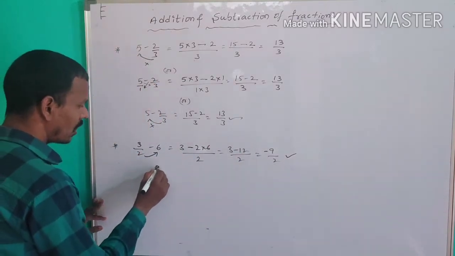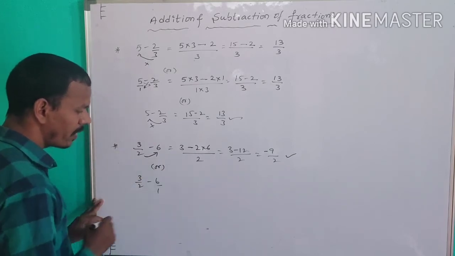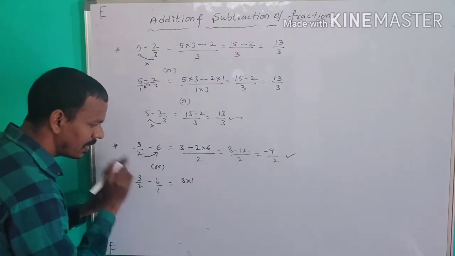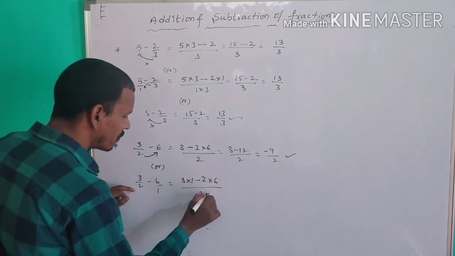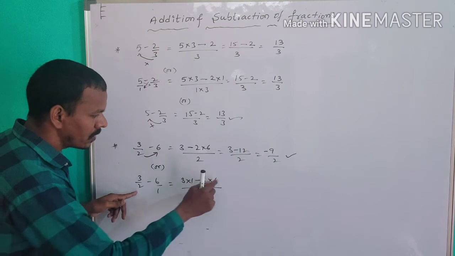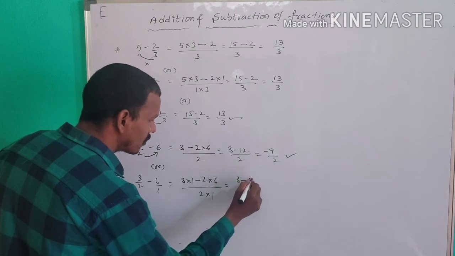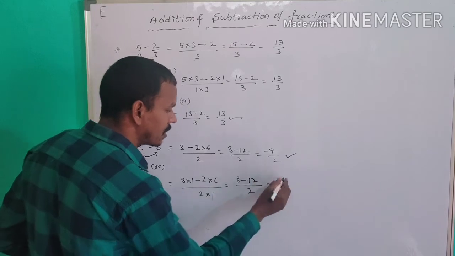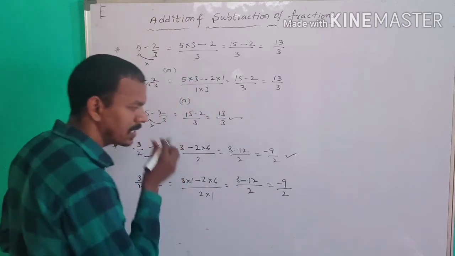Now next, another way. 3 by 2 minus 6, there is no denominator for 6, so we can assume it to be 1. Cross multiplication here. 3 ones are 3, minus 6, 2 into 6 by 2 into 1. How do we multiply? 3 into 1, middle minus, 6 into 2, and the denominators are also multiplied. So 3 twos, 6 twos are 12, by 2 ones are 2. Here one is plus, one is minus, we subtract: 9. But the biggest is minus, so the answer becomes minus, and the denominator we write as it is. It is minus 9 by 2.